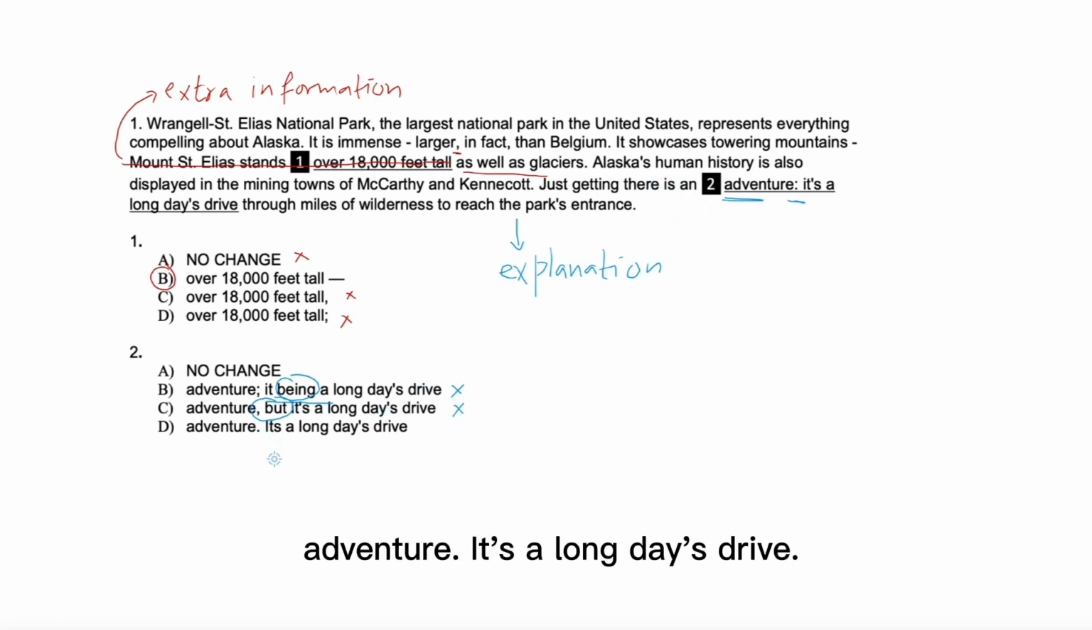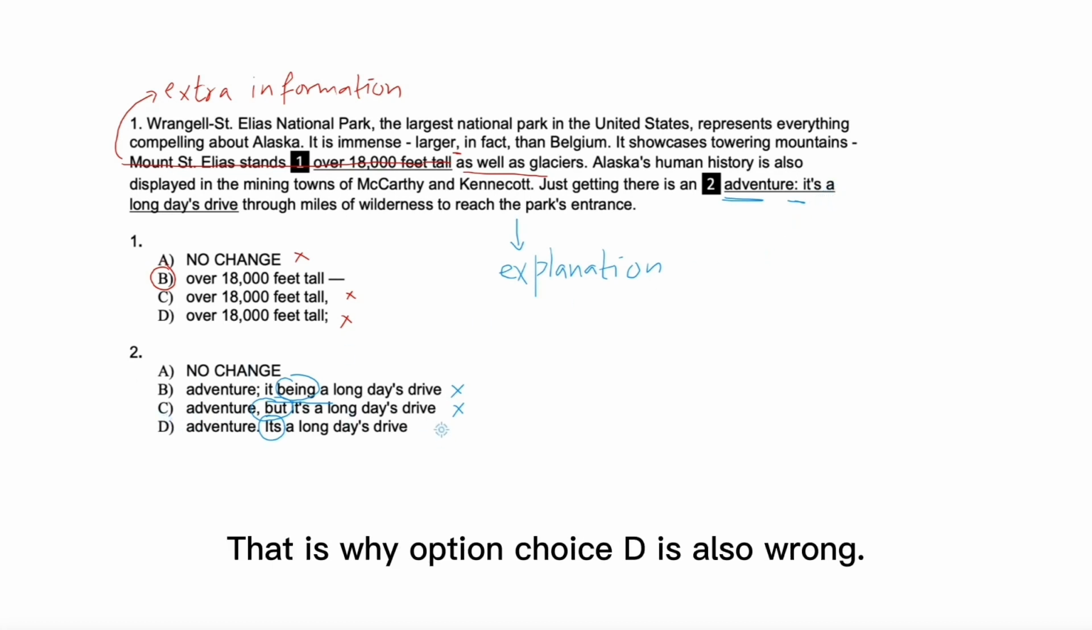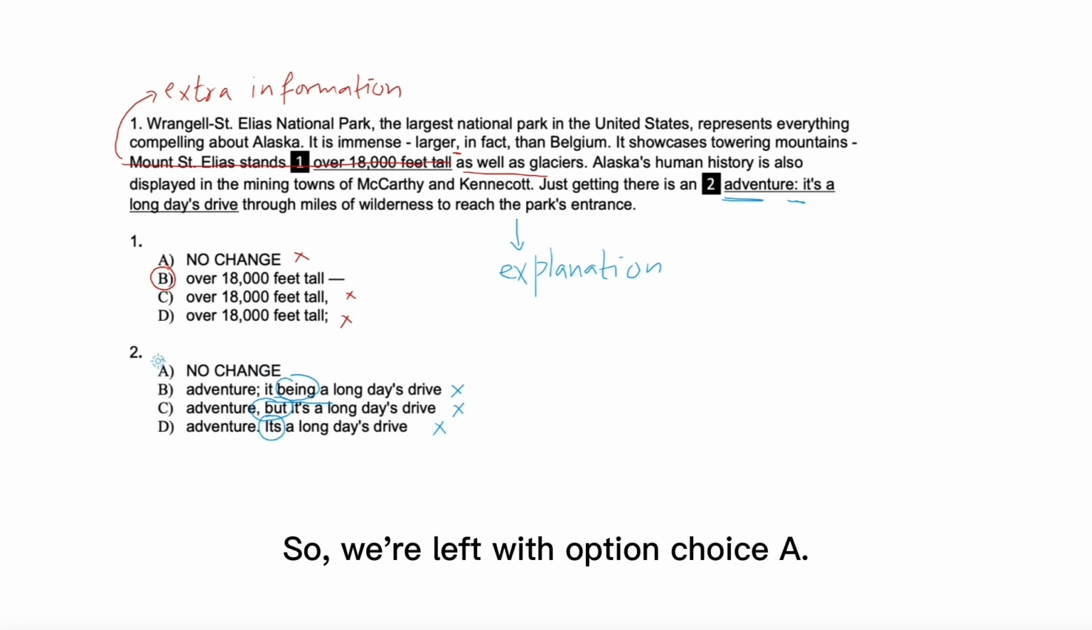Adventure, it's a long day's drive. We have got two independent clauses. A full stop might work, but this is wrong. It's a long day's drive. We need an apostrophe over here. It is basically, it is a long day's drive. So we need an apostrophe over here. That is why option choice D is also wrong. So we are left with option choice A.